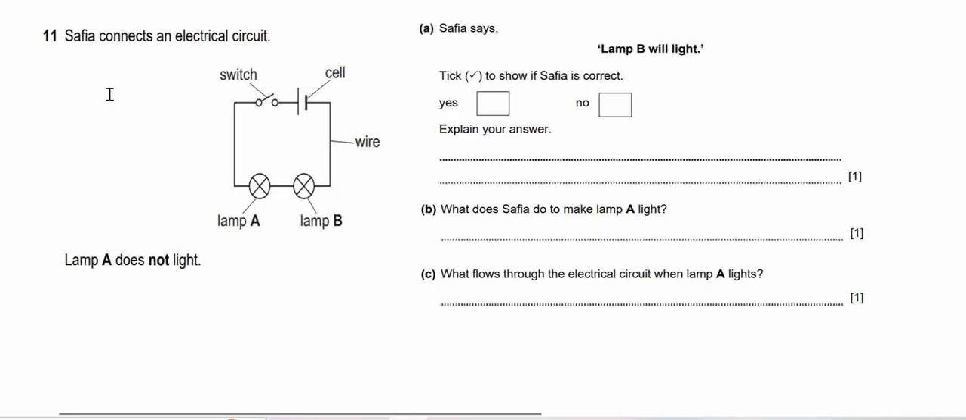Question 11. Xavier connects an electrical circuit: switch, cell, wire, lamp A and lamp B. Lamp A does not light. Question A. Sophia says lamp B will light. Tick to show if Sophia is correct, yes or no. Explain your answer. You're given 10 seconds from now.